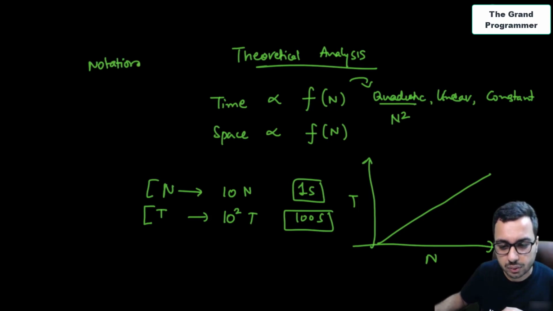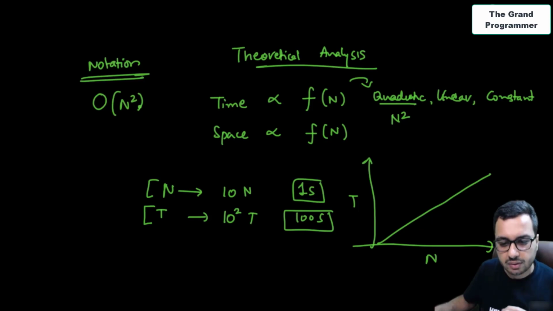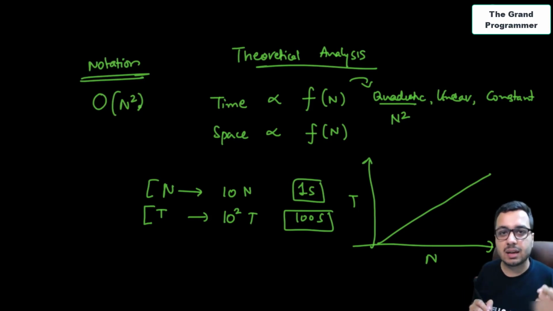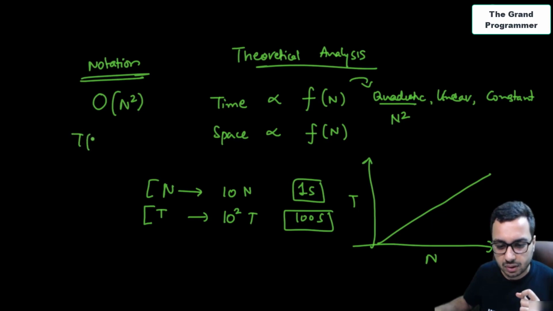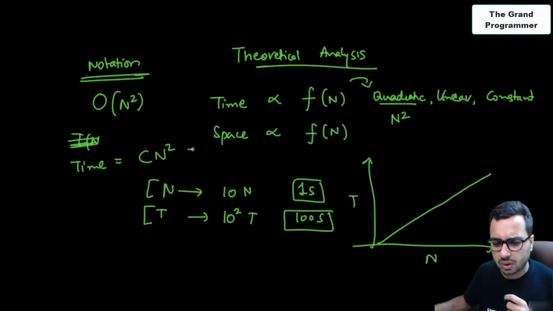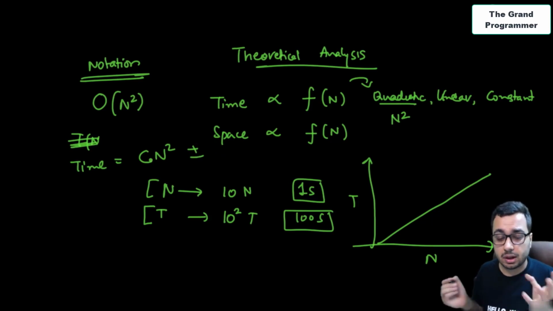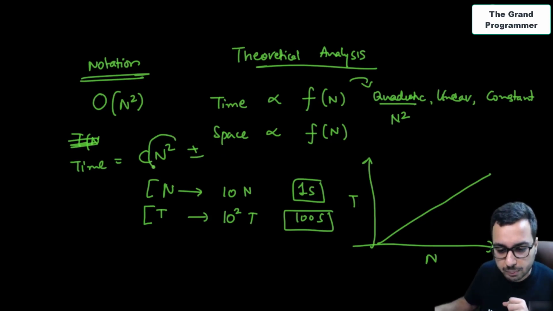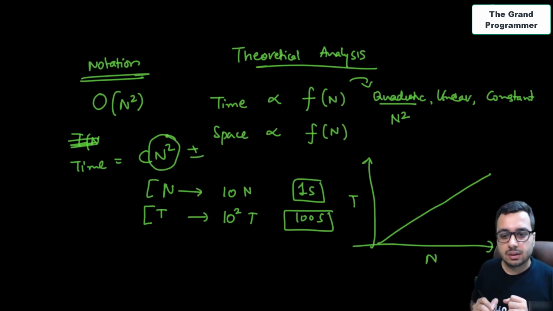So we will talk about big O notation, order of n square. This basically tells us our time is some function of n square. So I can say time T of n, let's say, is some c n square. We can have some constants plus minus, but we are not worried about that. We are worried about the biggest term, that is n square, in terms of n.